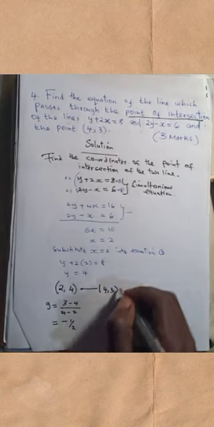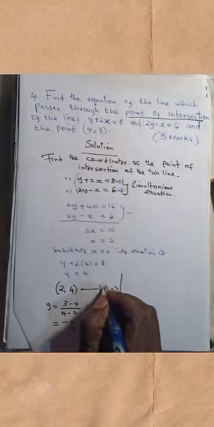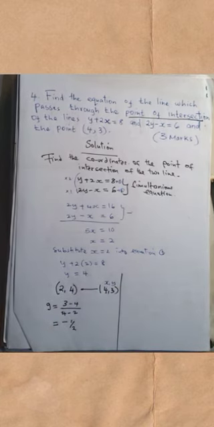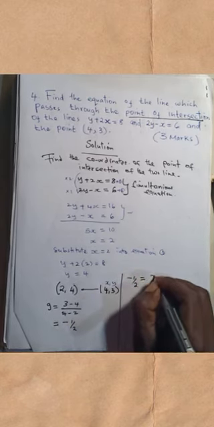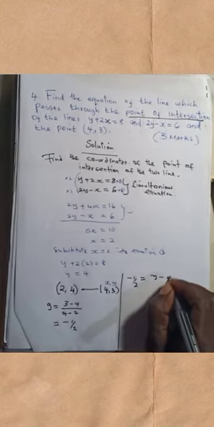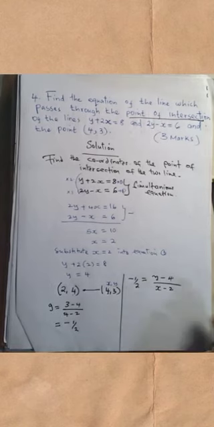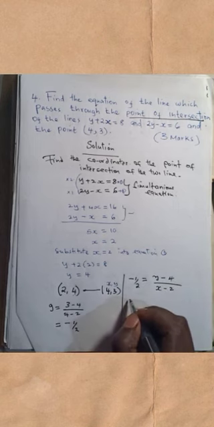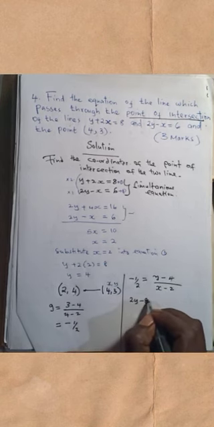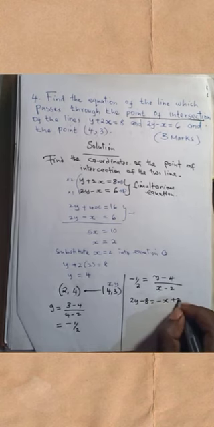So the gradient is negative half. Then later on, we take one of the points to be arbitrary, let's say x, y. Then we substitute the value of gradient, which is negative 1 over 2, is equal to y minus 4 over x minus 2. Then we do cross multiplication. You will get 2 multiplied by y minus 4, you get 2y minus 8 is equal to negative 1 times x minus 2, you get negative x plus 2.